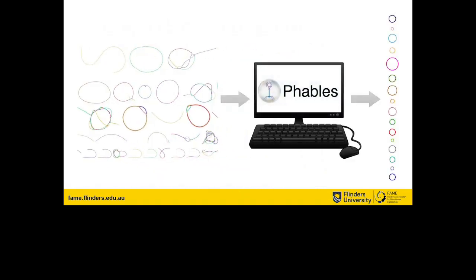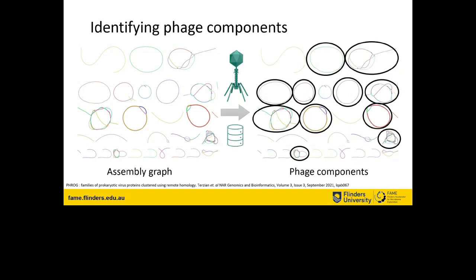To do this, I developed a tool called Phables, which can take in an assembly graph and output nice complete phage genomes like this. So let's see what happens inside Phables. Phables starts by identifying what we call phage components that contain conserved phage genes and do not have any bacterial marker genes. And then I take each of these phage components and try to resolve genomes from them.